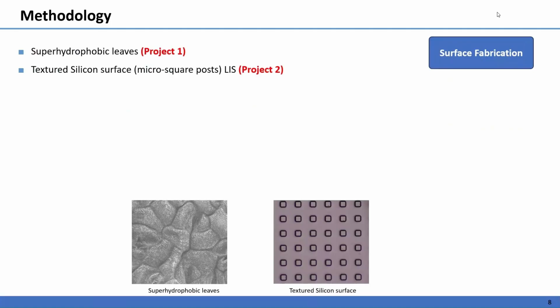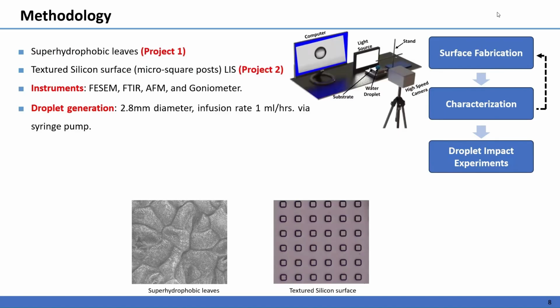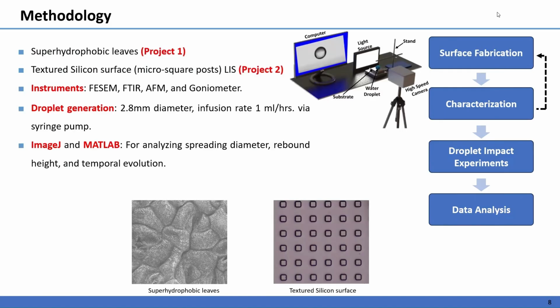We followed a systematic methodology to perform our experiment. Firstly, the sample fabrication for project one, that is the superhydrophobic leaves, and project two, the liquid impregnated surfaces. Next, we conducted a sample characterization using various tools such as FESEM, goniometer, etc. If the result does not match with the previously reported literature, we repeated the fabrication process. Once the sample met the characteristic values, we proceeded with the droplet impact experiment followed by data analysis, validation and modeling.